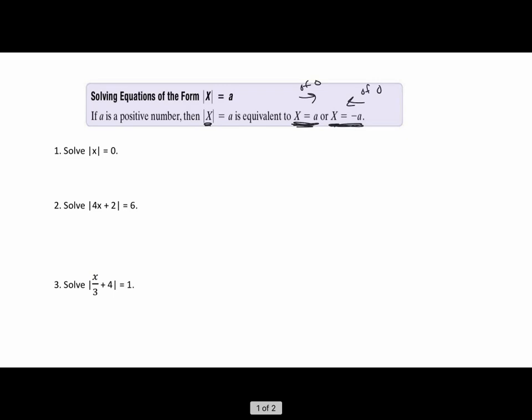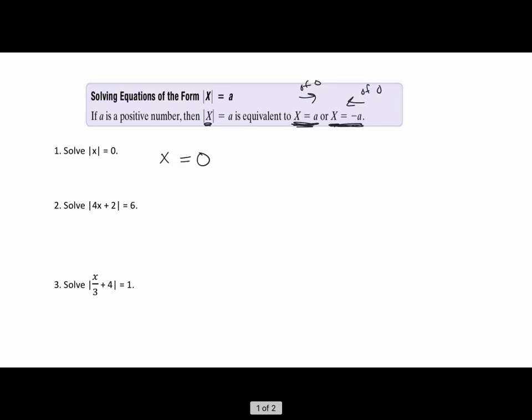So whatever's inside the absolute value equals the number that represents the distance from 0. And well, how far from 0 is 0? Not far at all. So in this case, there's only one solution here because there's no side of 0 for 0. 0 is 0, and that's it.